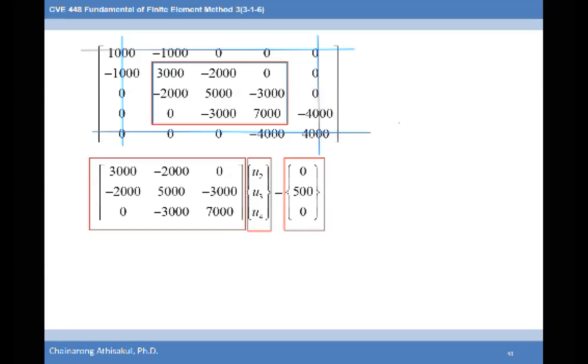According to this, we can apply MATLAB software to solve for these unknowns, or you may use your calculator to solve for these values. Okay, for today, do you have any questions?